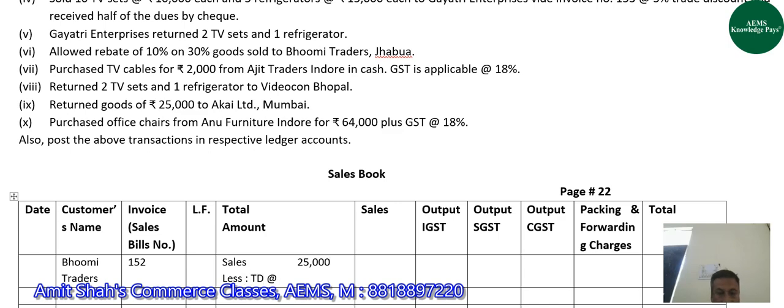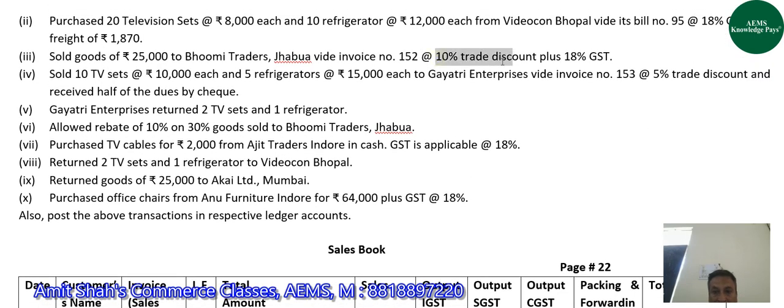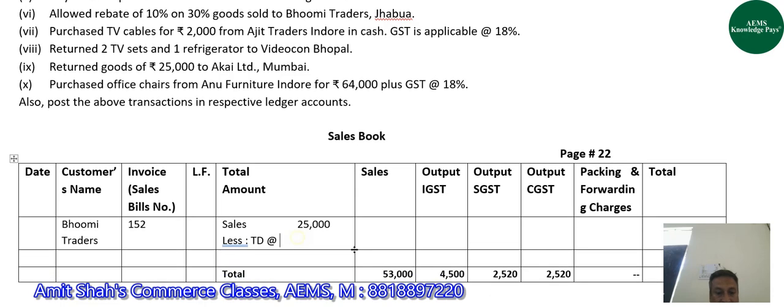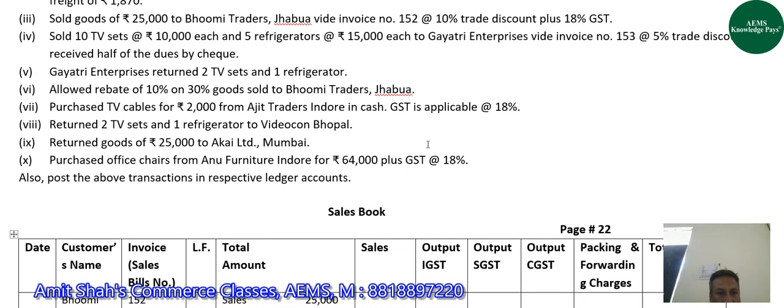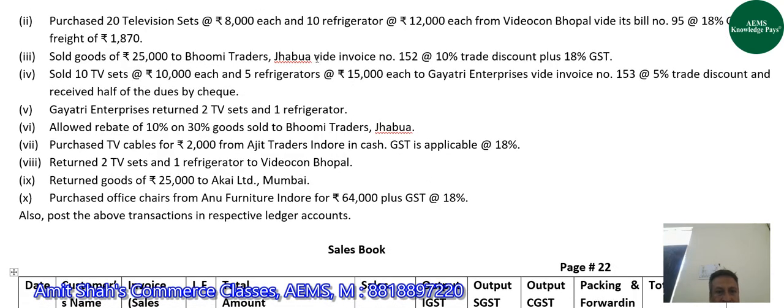Less trade discount at the rate of 10%. So 10% of 25,000 is 2,500. This is how our net sales is of rupees 22,500. I hope guys you all have got this. Please do not write it now. Let me explain it first and then you note down everything.